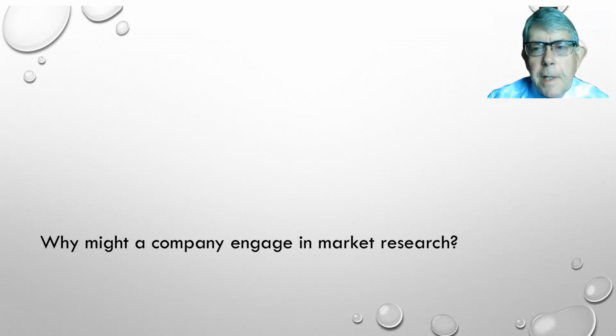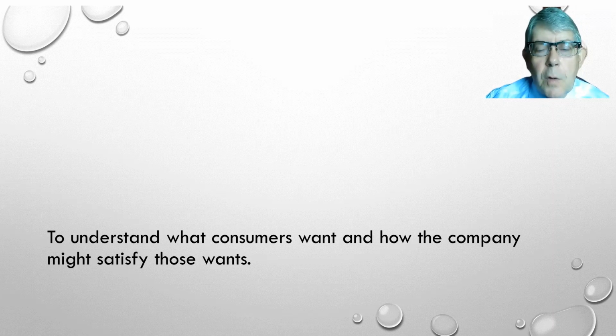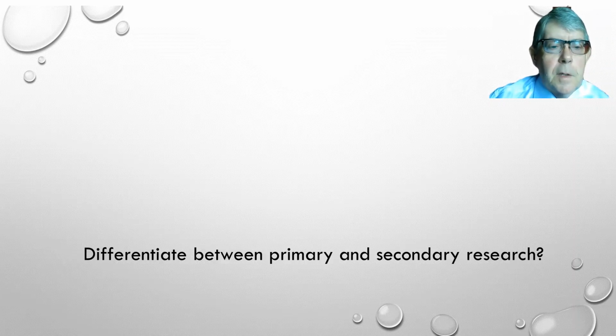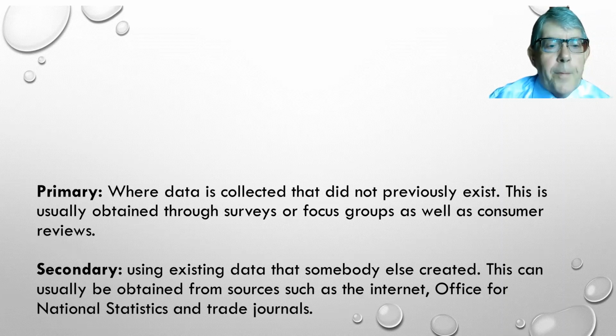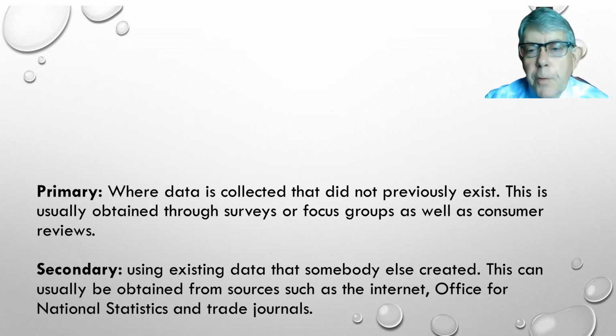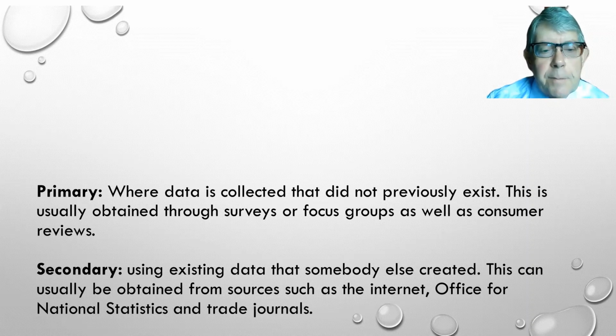Why might a company engage in market research? To understand what customers want and how the company might satisfy those wants. Differentiate between primary and secondary research. Well, primary is where data is collected that did not previously exist. This is usually obtained through surveys or focus groups, as well as consumer reviews. Secondary is using existing data that somebody else created. This can usually be obtained from sources such as the Internet, Office for National Statistics, and trade journals.